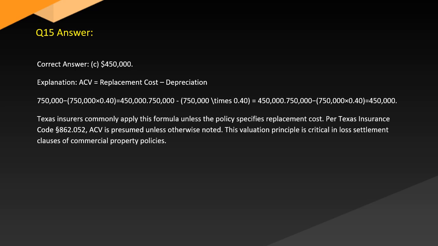Answer. Correct answer: C. $450,000. Explanation: ACV equals replacement cost minus depreciation. $750,000 times 0.40 equals $300,000 in depreciation, and $750,000 minus $300,000 equals $450,000. Texas insurers commonly apply this formula unless the policy specifies replacement cost. Per Texas Insurance Code SS.52, ACV is presumed unless otherwise noted. This valuation principle is critical in loss settlement clauses of commercial property policies.